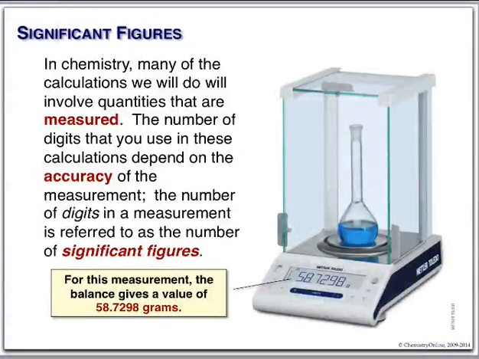Let's go ahead and look at the concept of significant figures. Significant figures are very closely tied to measurement. This is a little volumetric flask sitting on a balance. You're going to do something like that on Wednesday. This is the mass in grams. It says 58.7298 grams. I guess the balances really can be that accurate.